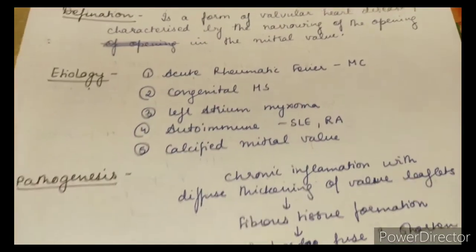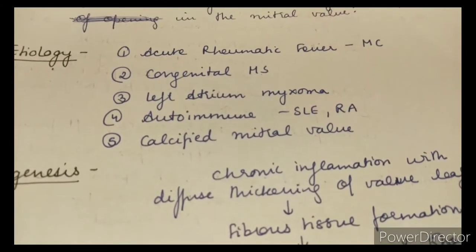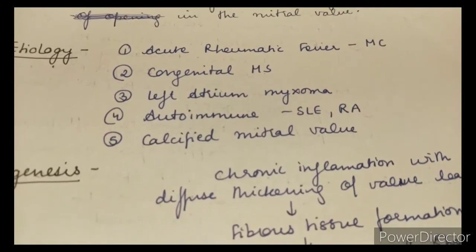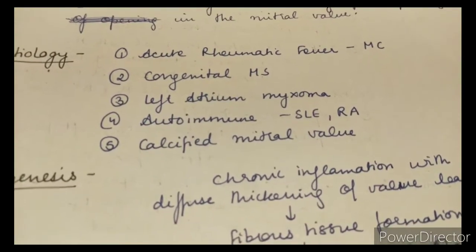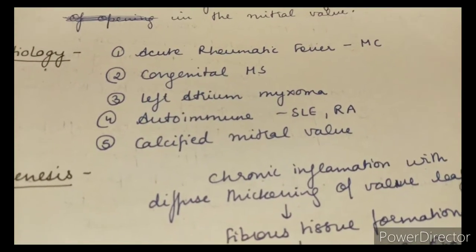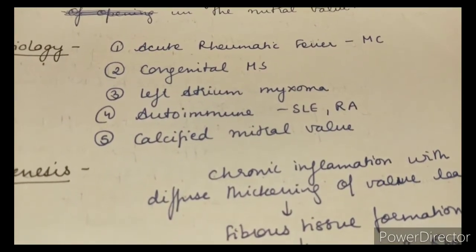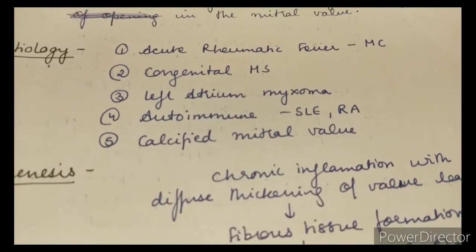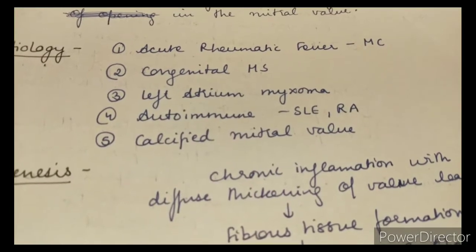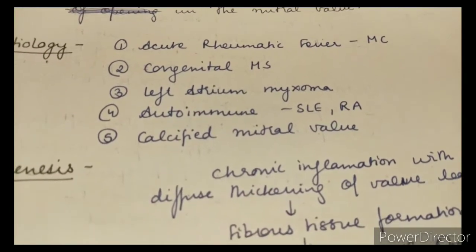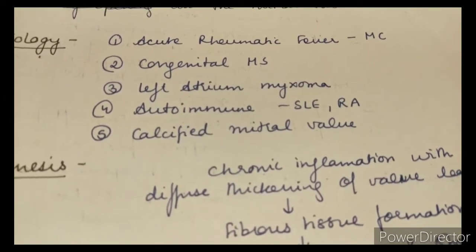The etiology of this disease is mostly acute rheumatic fever. Most of the patients who present with mitral stenosis are usually ladies who in their early stages of life had an infection of acute rheumatic fever, and now it has presented in the form of mitral stenosis. So the most common etiology here is acute rheumatic fever, and therefore mitral stenosis most commonly occurs in which patients? Female patients.